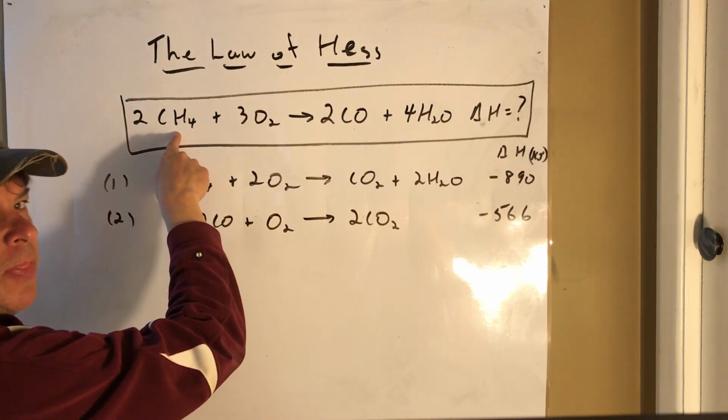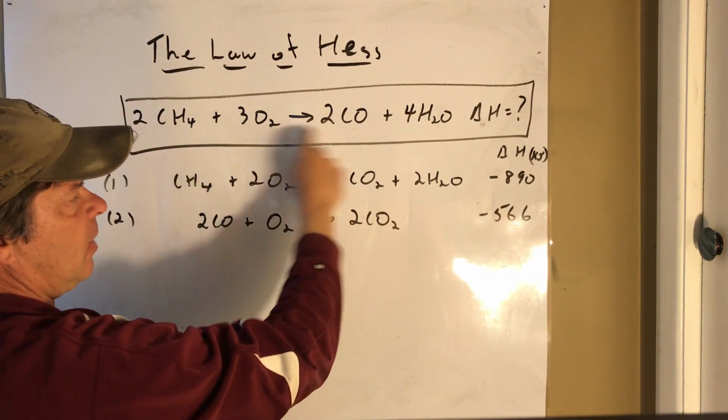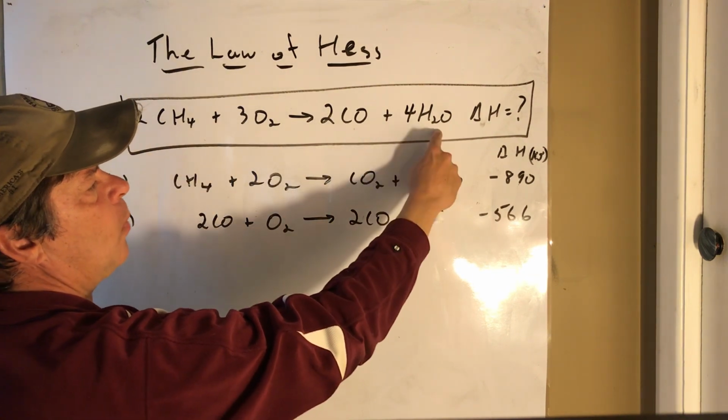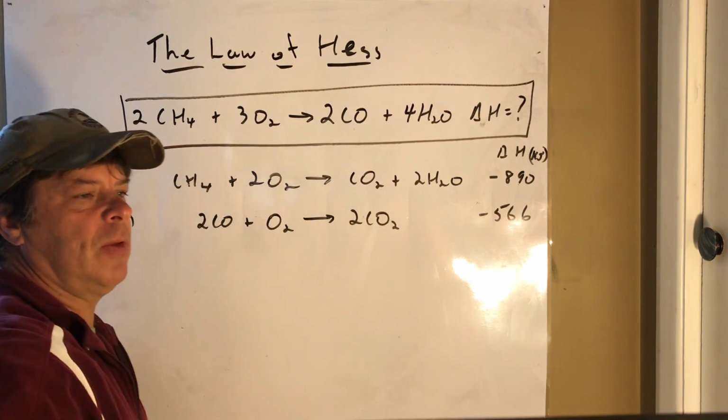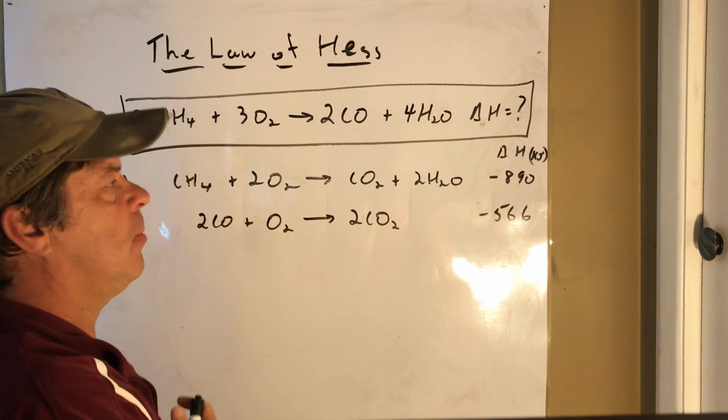So you notice methane. You notice the reactant's oxygen, but you notice the products are carbon monoxide and water. So what do we call this? What kind of combustion is this? This is incomplete. Yeah, incomplete combustion.